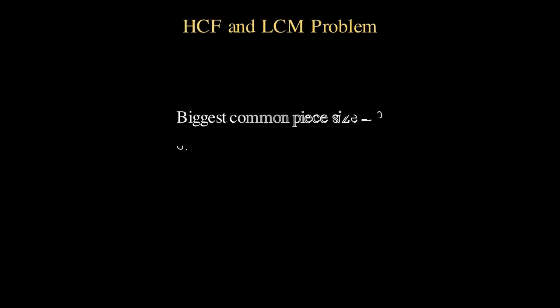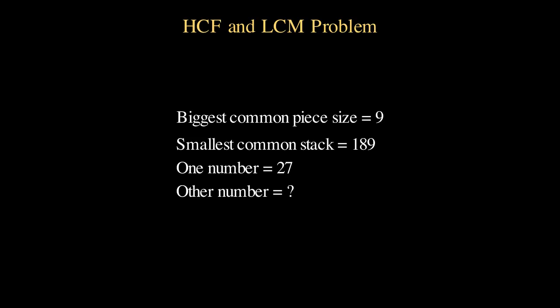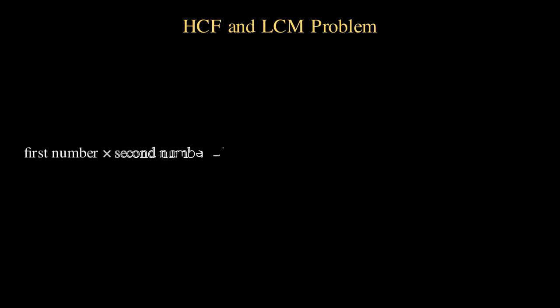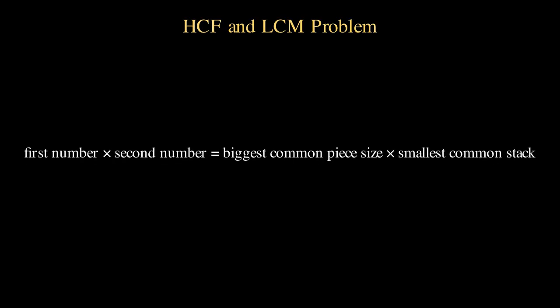2 numbers have a biggest common piece size, that is a highest common factor, of 9, and their smallest common stack, that is their lowest common multiple, is 189. If one of the numbers is 27, what is the other number? There is a neat link between the 2 numbers themselves and their biggest common piece size together with their smallest common stack. Multiplying the 2 original numbers always gives the same total as multiplying their biggest common piece size by their smallest common stack. So we can use that link to recover the missing number using only multiplication and division.